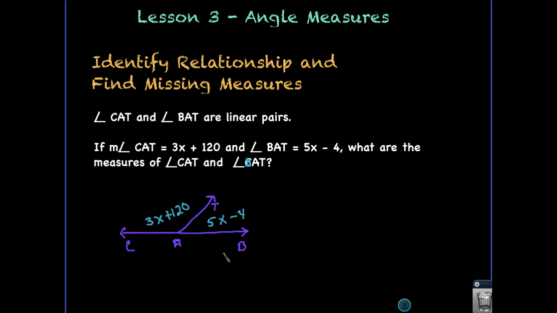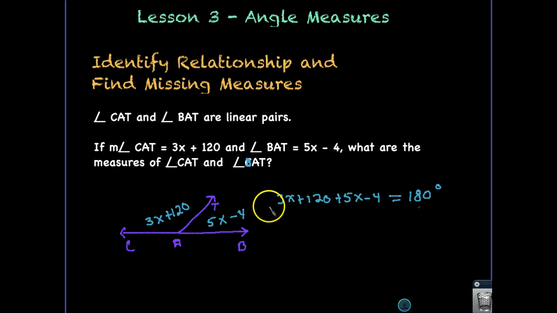This is where writing your relationships is so important. If you can write the relationship out algebraically, you can solve it. So what did we say about linear pairs? We said that the combination of the two angles together is equal to 180 degrees. So I need to set up a relationship that shows that. Well, this angle is 3x plus 120, so I'm going to write 3x plus 120. And if I add it to my other one, which is 5x minus 4, I know that I'm going to get 180 degrees. There, I've set up my relationship.